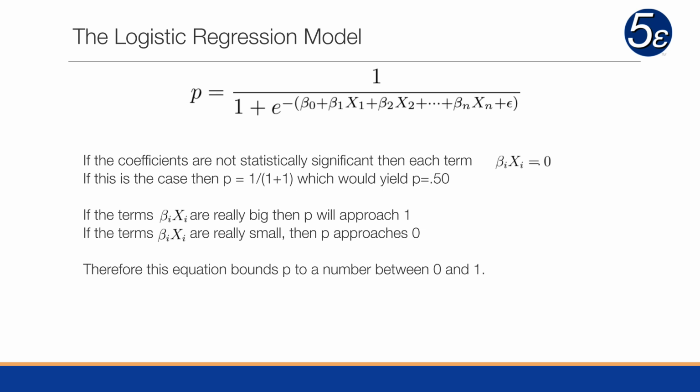If the terms beta i x i are really big, then p will approach 1. If the terms beta i x i are really small, then p will approach 0. Therefore, this equation bounds p to a number between 0 and 1.